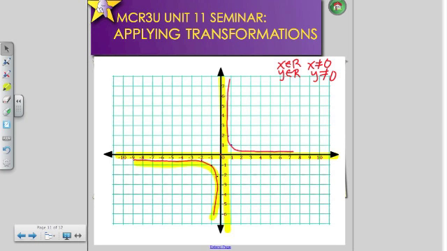But after you are finished this Unit 11 test, there will be no more functions. We'll start a brand new topic. On Monday, I'm giving an Introduction to Trigonometry seminar.